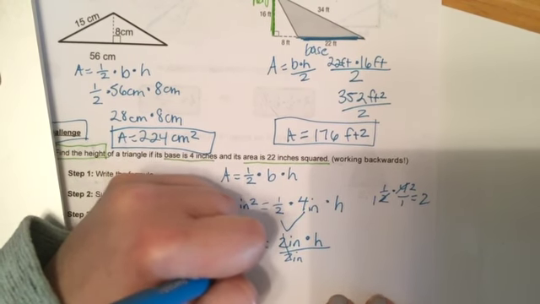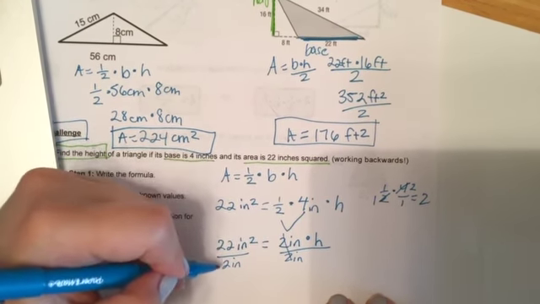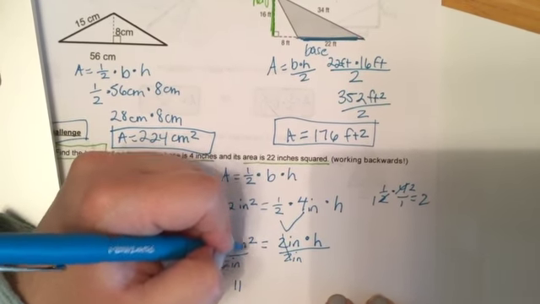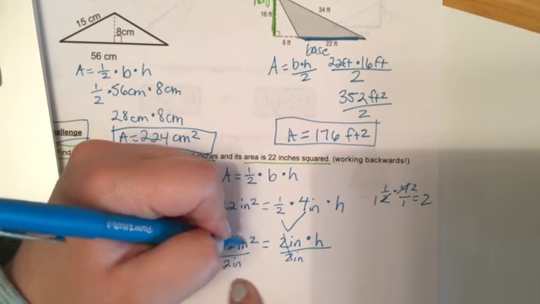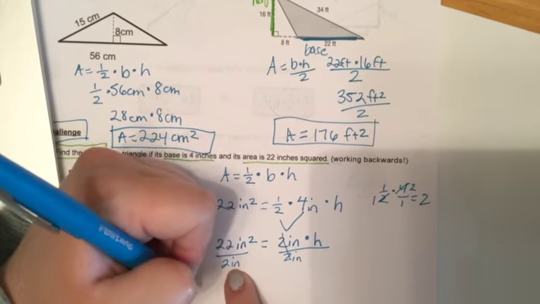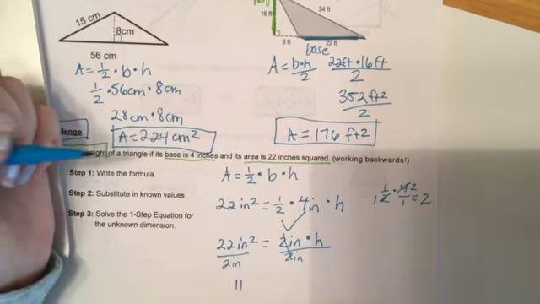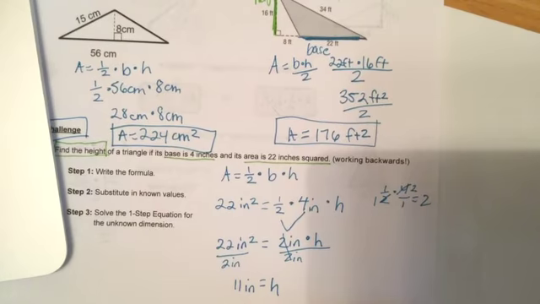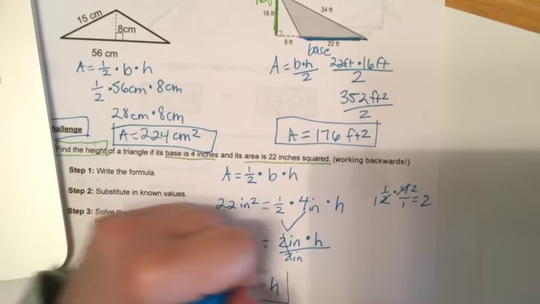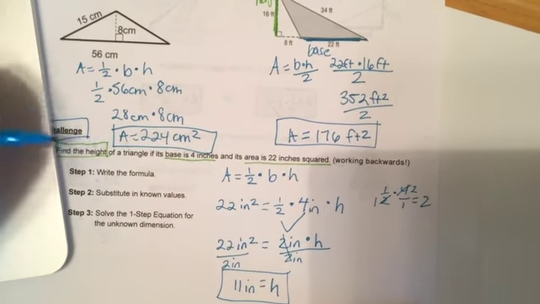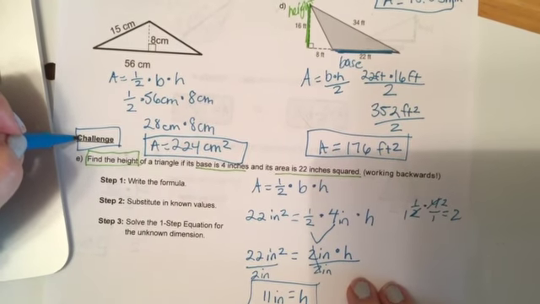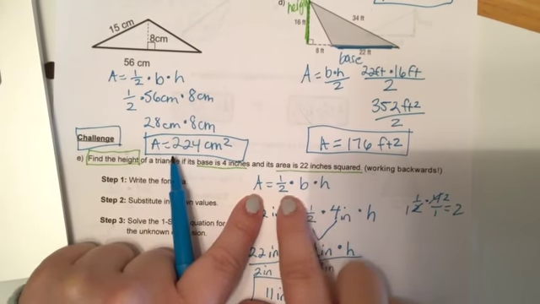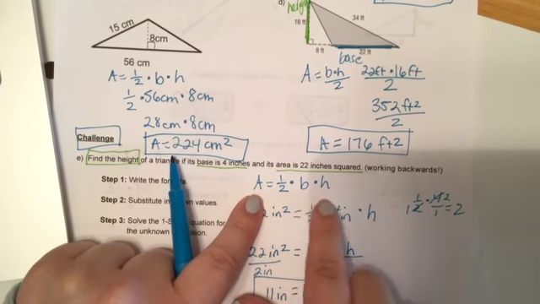And whatever you do to one side, you have to do to the other. 22 divided by 2 is just 11. And then inches squared divided by inches. This is kind of like the opposite of multiplying units. So we're really just going to take that exponent away, and it's just going to be 11 inches equals our h, or our height. And we have our solution. Again, these will be a little bit of a challenge on your practice, but it is best to use this formula of 1/2 times base times height.